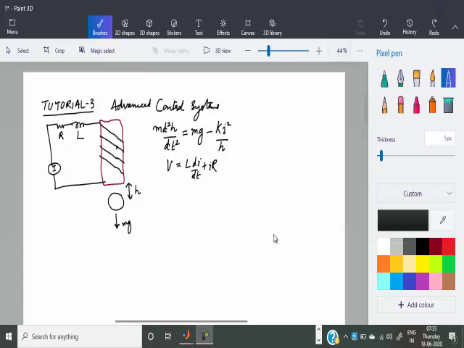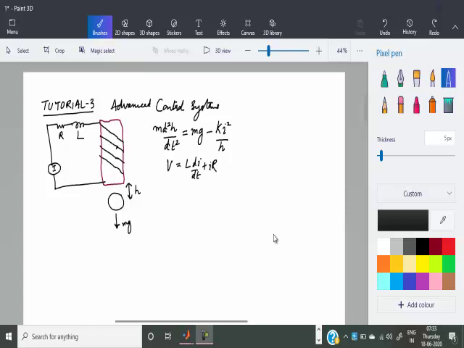Okay, welcome to this session on Tutorial 3 Advanced Control Systems. So we have here a physical model in which we are trying to apply some of the concepts that we have learned in this subject.